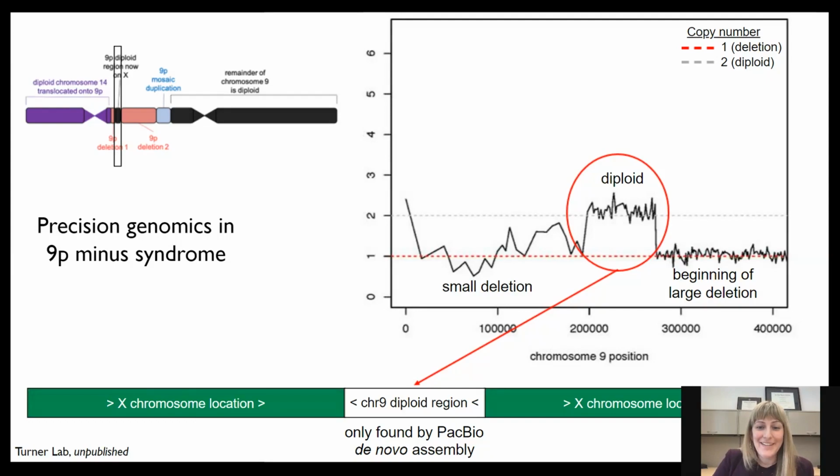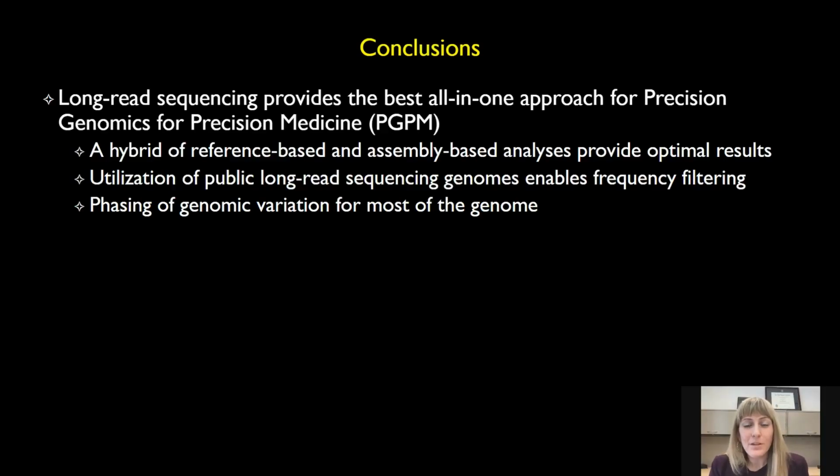It's very awesome. Okay, so in conclusion, long-read sequencing is providing this all-in-one approach for PGPM. And what we've learned so far in these early days is that reference-based and assembly-based approaches are both important. Having a lot of control data in public databases to do frequency filtering is important. We have gnomAD, we have these kind of databases for short-read data. We need them now for long-read data, and I'm very excited that that will be an upcoming thing, I hope, for our field. The other aspect that I found really critical was that we can actually phase genomic variation in most of the genome, so it's a really comprehensive assay.